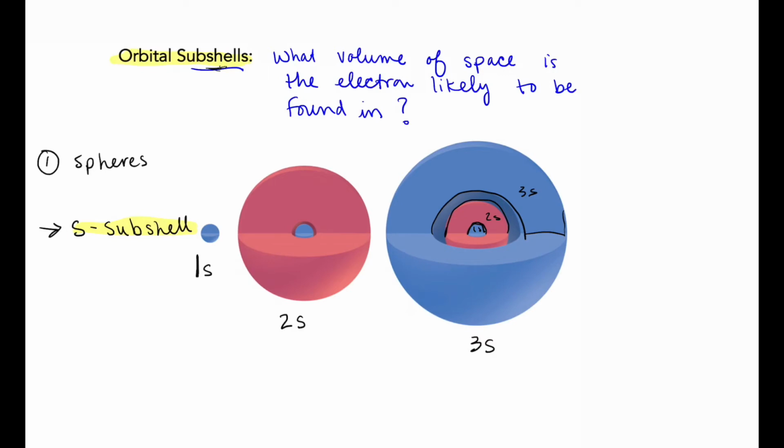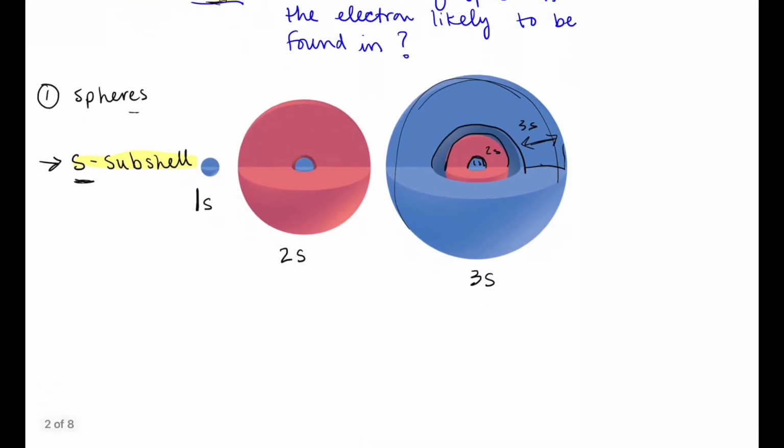Okay, so the 3s, if we think it's in a 3s subshell, I'd say it's somewhere here in the third orbit in this spherical kind of volume. Okay, so the shell tells us how far away from the nucleus it is. The subshell is going to tell us the volume, and our first subshell that we're talking about is the S, which is going to look like a sphere. Now we're going to get into different subshells that don't have a spherical volume. They have kind of a weirder volume designation.